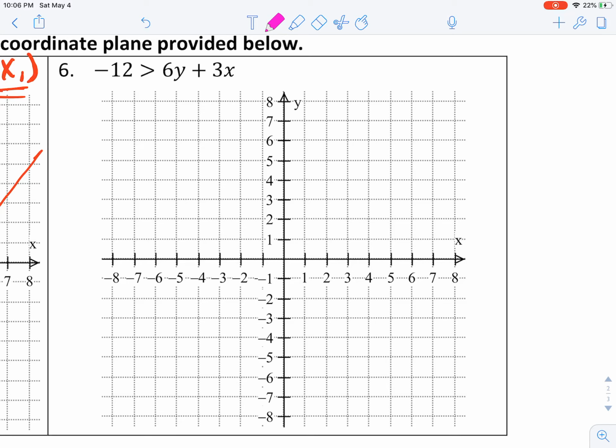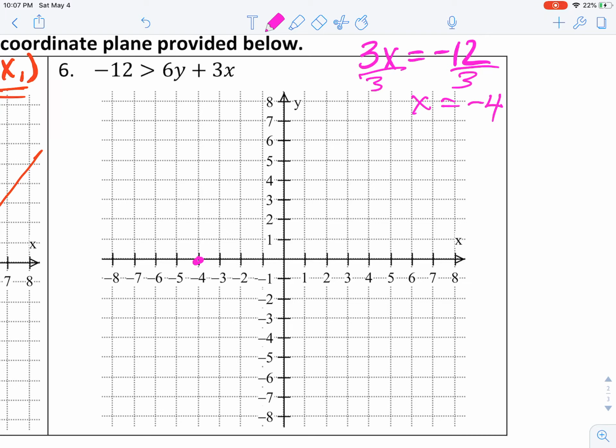If we cover up 6y, we're going to do 3x equals negative 12. Now, notice I'm writing equals. I'm doing that on purpose because I'm just plotting points right now. Once it's time to actually graph it, we're going to be a little bit more precise with that inequality and how to deal with it. So when I divide through by 3, my x equals negative 4. So that means that my x-intercept is at negative 4.